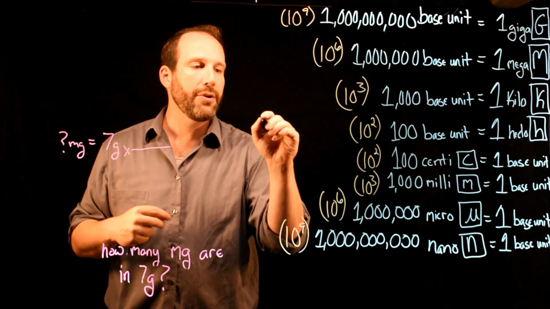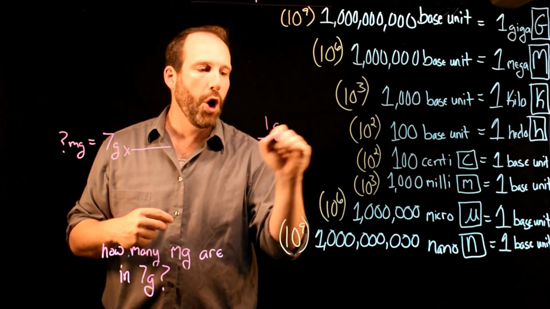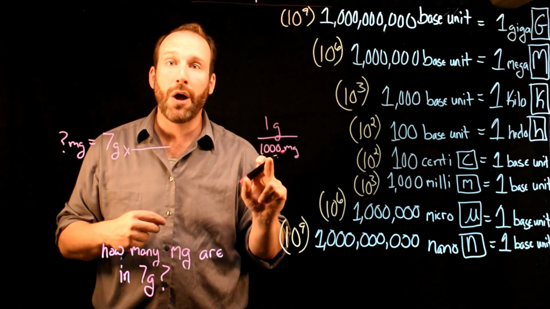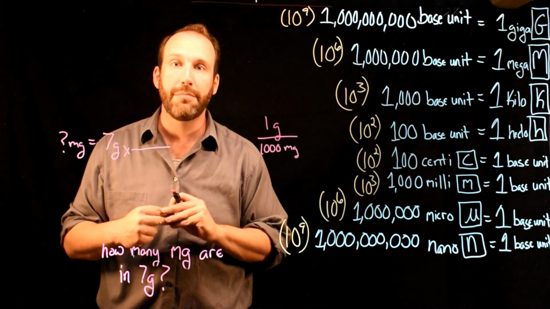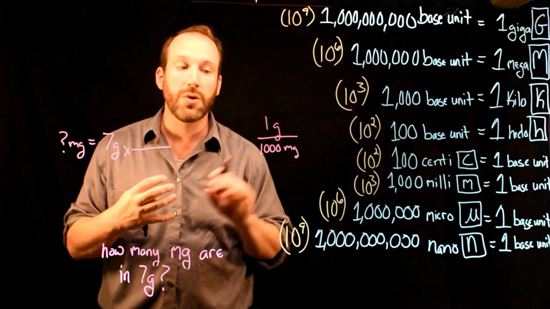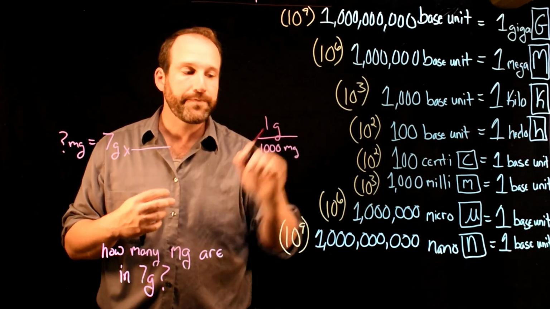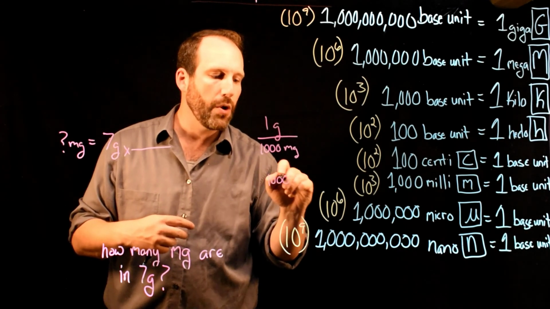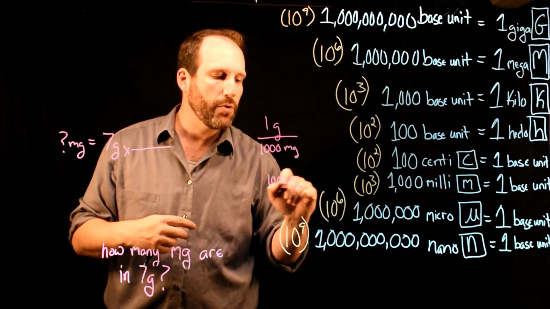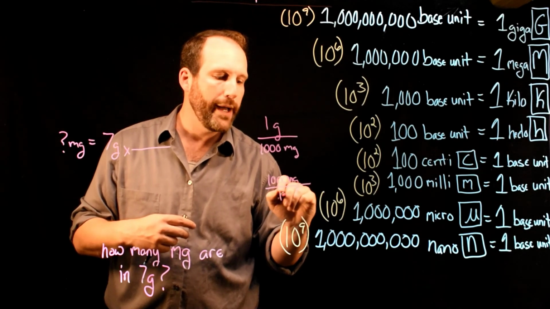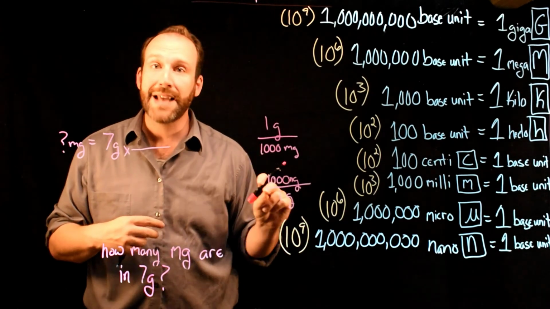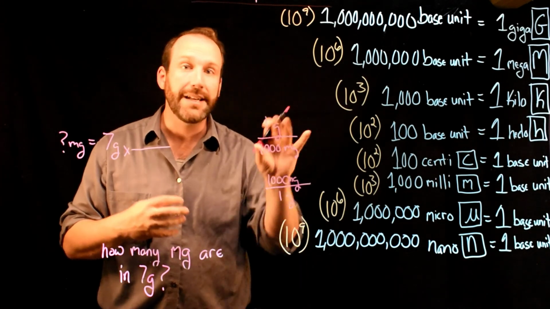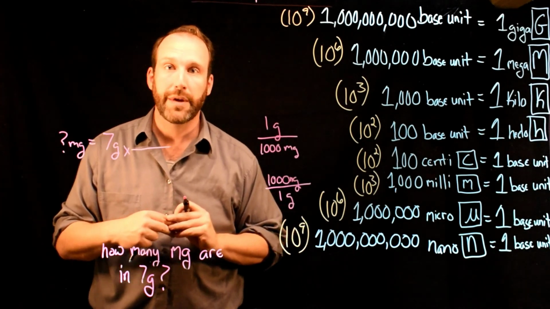We could say that there is 1 gram over 1,000 milligrams. We've taken that equality to say 1 gram is equal to 1,000 milligrams. We've turned it into a fraction. We can just flip that fraction over and say that there's also 1,000 milligrams in 1 gram. We've taken that same equality and turned it into a different fraction, a different conversion factor.